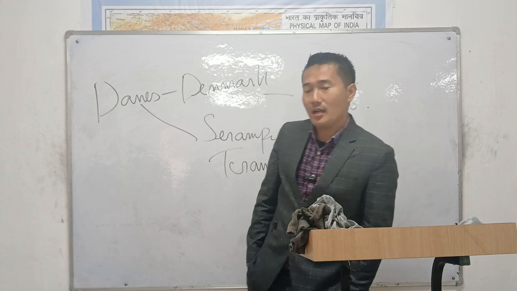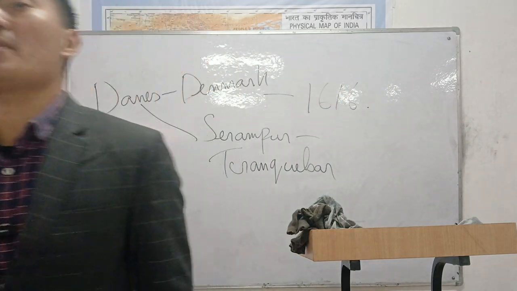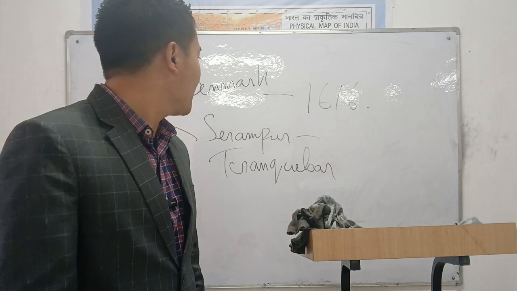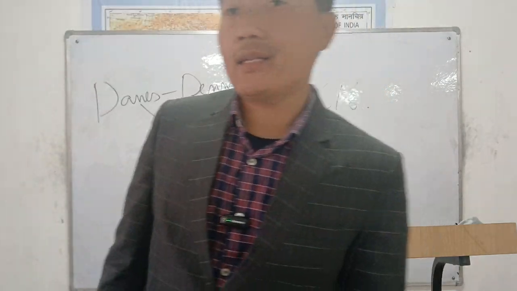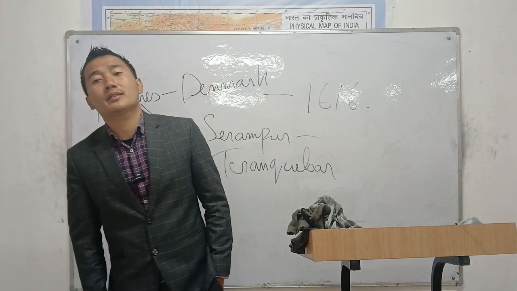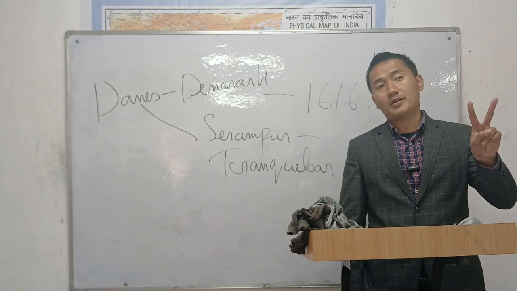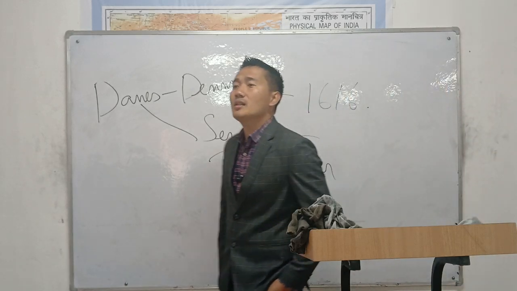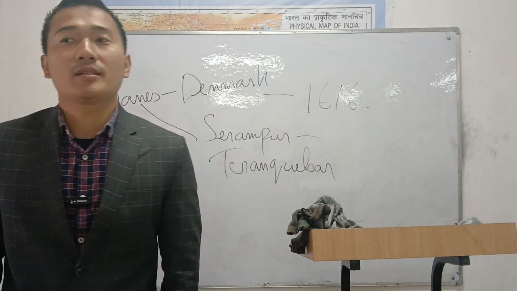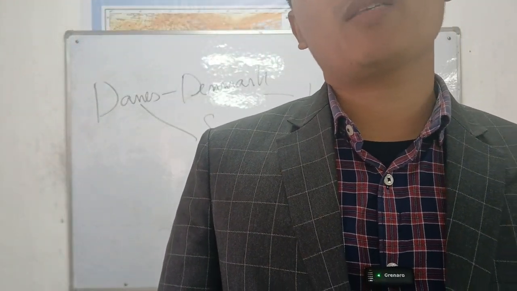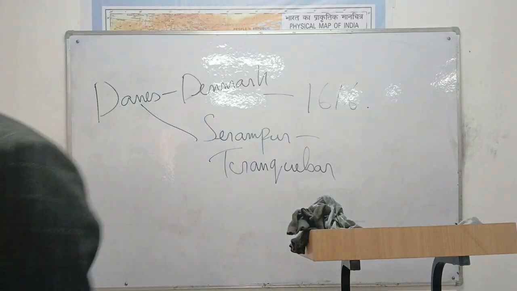And remember, the Danish or Denmark East India Company was formed in the year 1616. And they have two headquarters, Serampore, which is in West Bengal, and Tranquebar, which is in Tamil Nadu. Just memorize this one: Serampore is in West Bengal as of now, and Tranquebar is in Tamil Nadu.